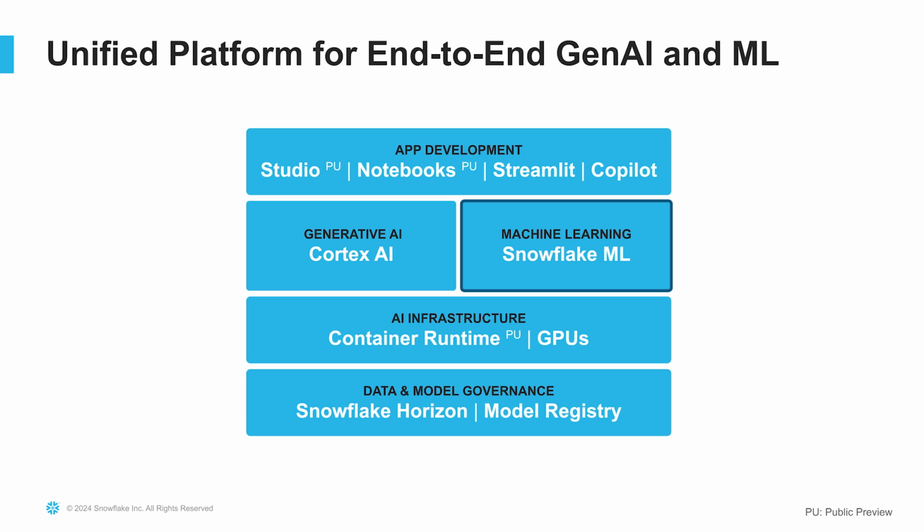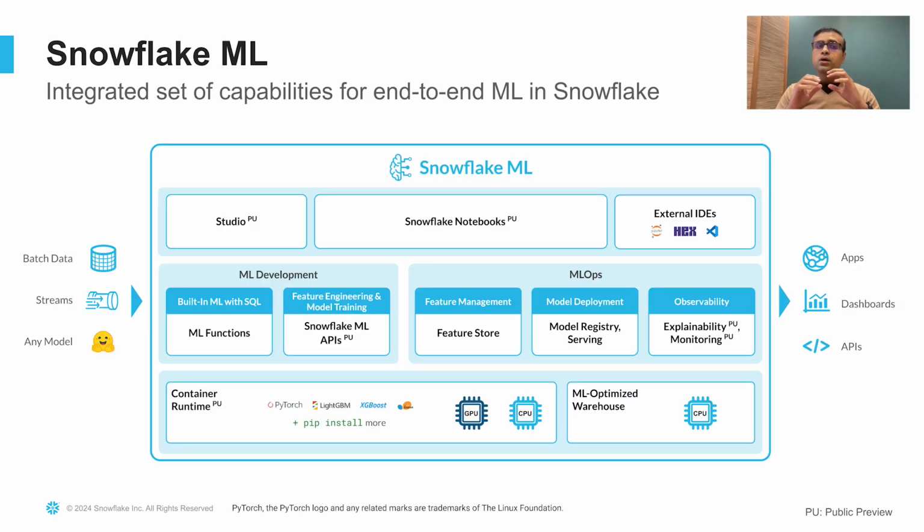Now let's zoom into Snowflake ML more. Snowflake ML provides a comprehensive set of modular and integrated capabilities for end-to-end ML in Snowflake across 3 different layers. At the bottommost layer, we offer ML infrastructure that is optimized for large-scale distributed training and inference. This includes several cost-effective choices of GPU and CPU instance types, pre-configured Python packages, popular ML frameworks like XGBoost, and deep learning frameworks such as PyTorch.